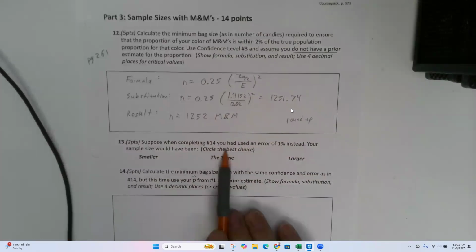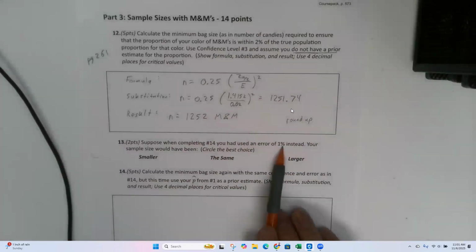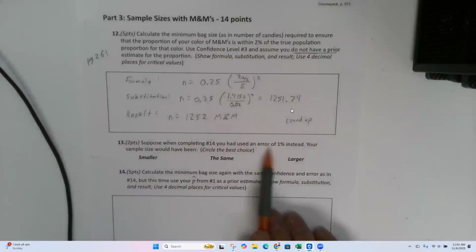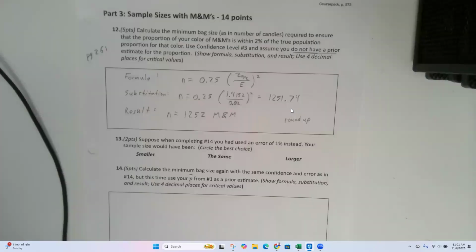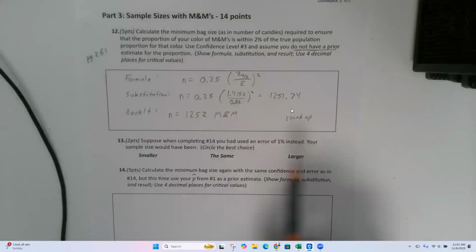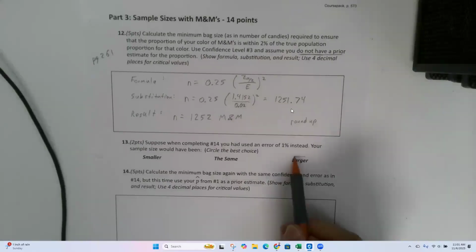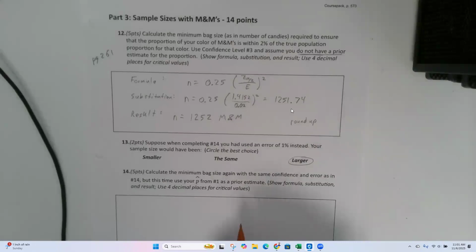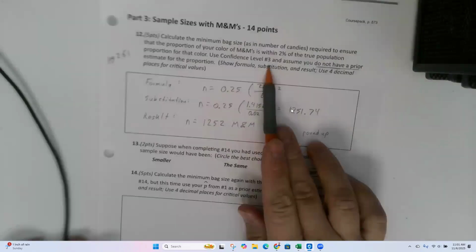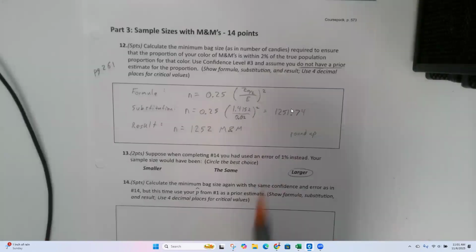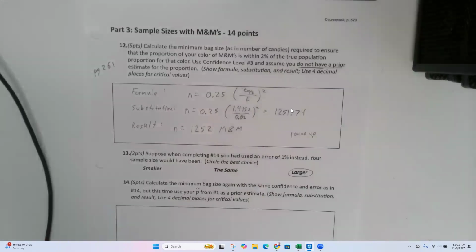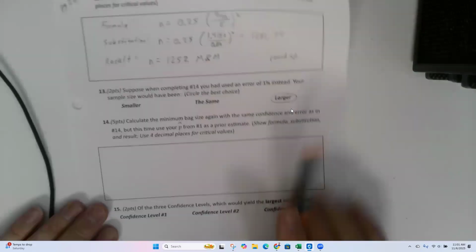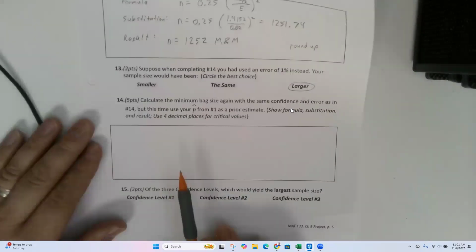Suppose when computing number 14, you had used a 1% margin of error. So that means my error is smaller. That means I'm more accurate. To be more accurate, you need a larger sample size. In my case, I'm looking at a 2% error, so somewhere between 14 and 18%, with 16 in the middle. If the true value is 16, a 1% error is from 15 to 17, so it's narrower. So I need to be more accurate, I need a larger sample size.